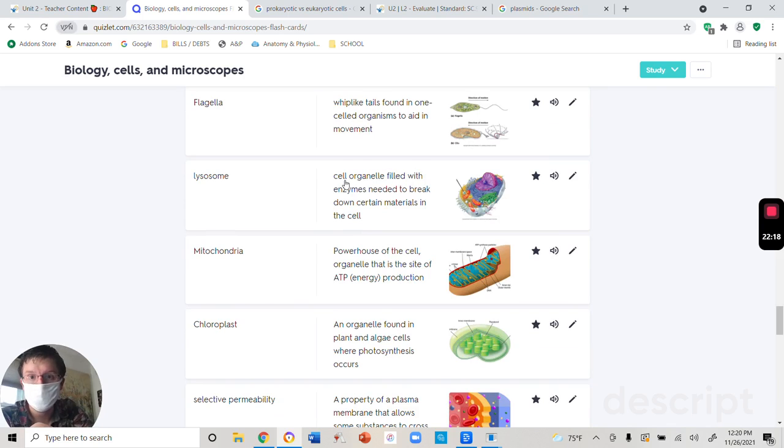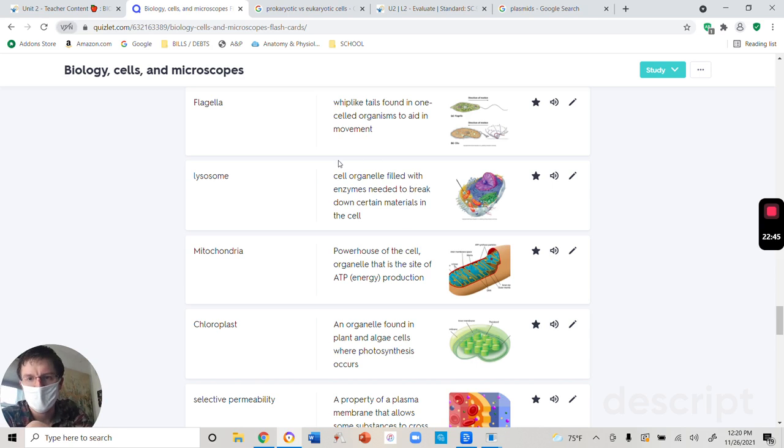Lysosome is an organelle filled with enzymes needed to break down certain materials in the cell. So think of this as kind of like the stomach. It's breaking down certain things within the cell and coming up with the waste product. All right, so that's what our lysosome does. Whenever you see the prefix LYS, that usually is meaning we're breaking something down within the cell.